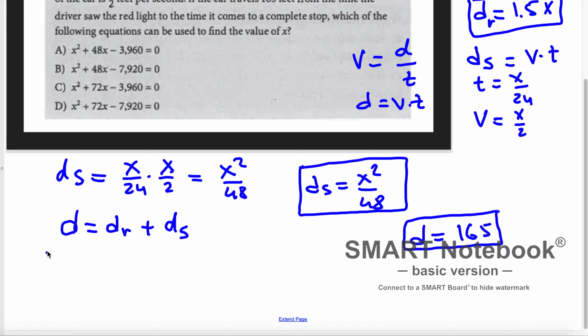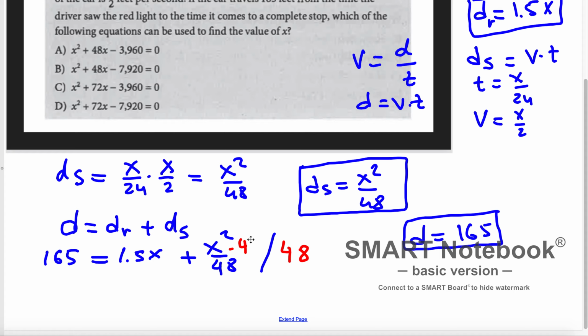Instead of the distance here, I am applying 165 is equal, instead of the reaction distance, 1.5x. And instead of the stopping distance, plus x squared over 48. And everything here now, I am solving this equation. I want to write it in the standard form. Everything I'm going to multiply by 48. I'm multiplying here by 48, here by 48, and here by 48.